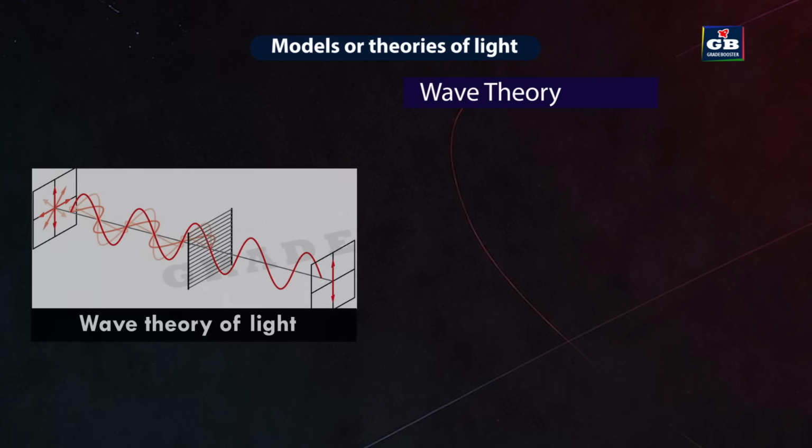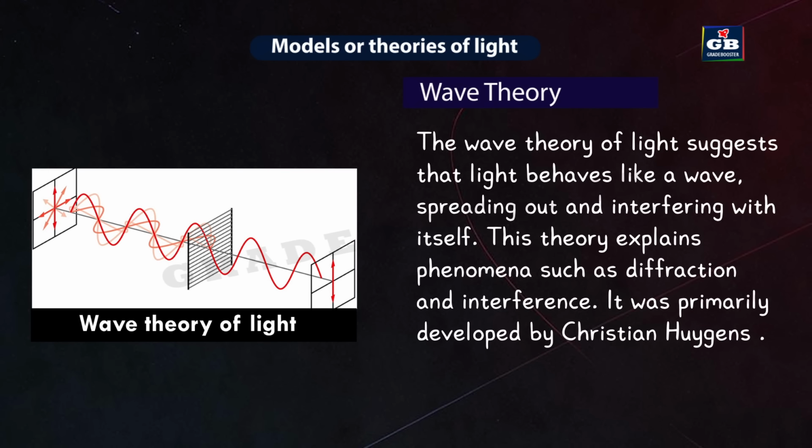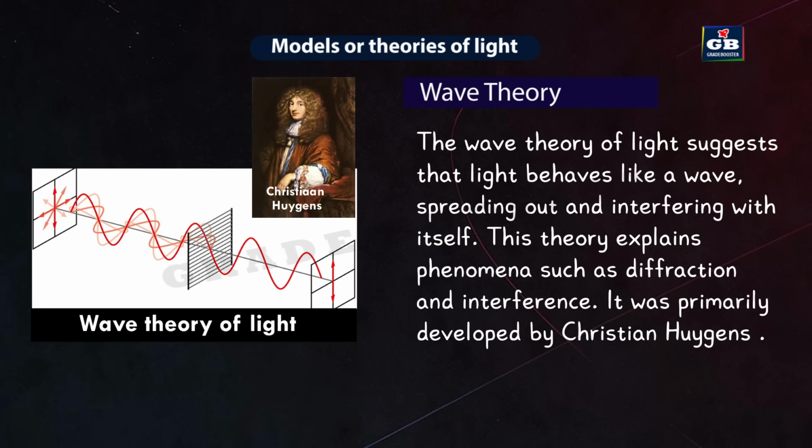The wave theory of light. It suggests that light behaves as a wave, spreading out and interfering with itself. This theory explains phenomena such as diffraction and interference. It was primarily developed by Christian Huygens.